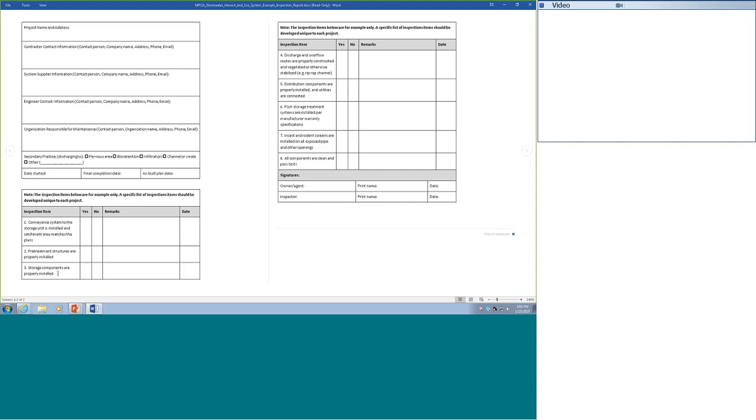Pre-treatment structures properly installed, storage components, what your discharge and overflow routes look like, your distribution components, your post-storage treatment. There's other things that need to be in place, like insect and rodent screens on pipes and other openings, and then just making sure everything's clean and passes tests.